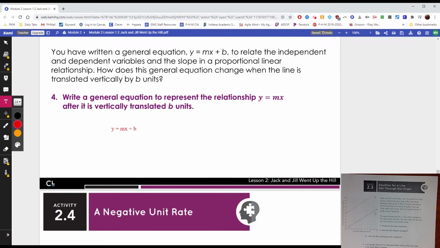So now we see a linear relationship is represented by this equation, y equals mx plus b. A linear relationship that is not going through the origin and is not proportional is represented by this equation.